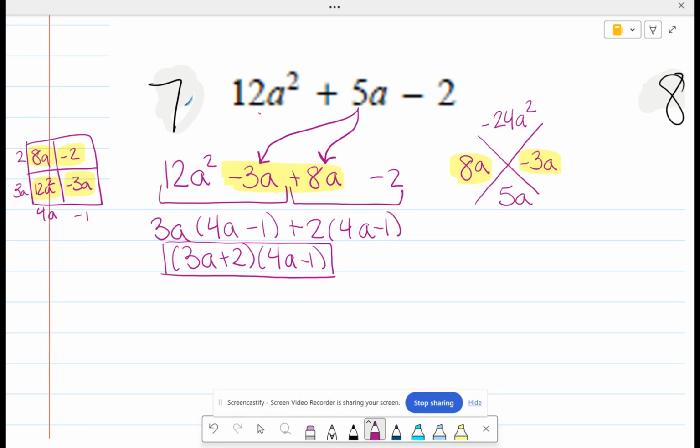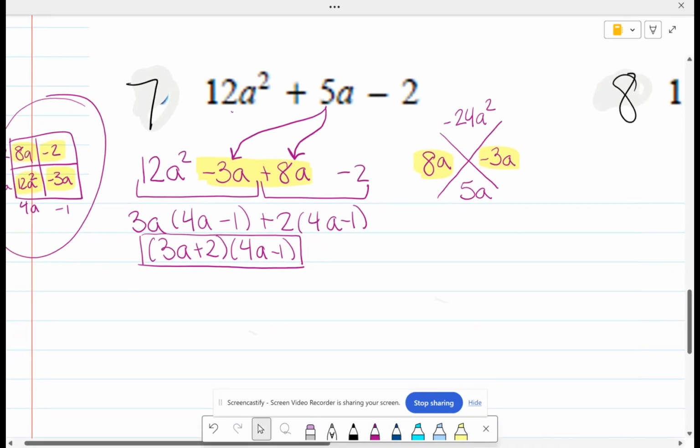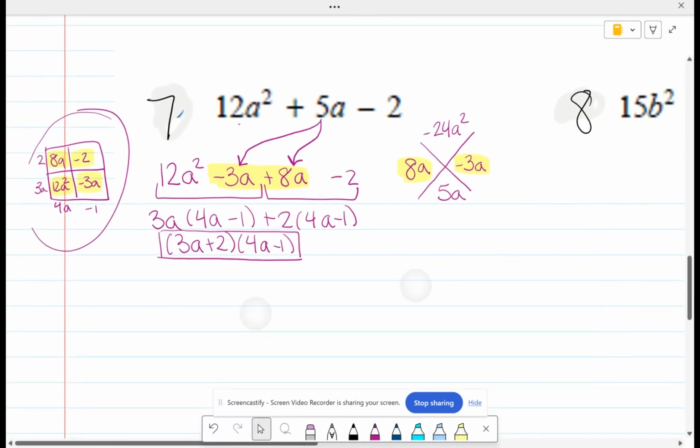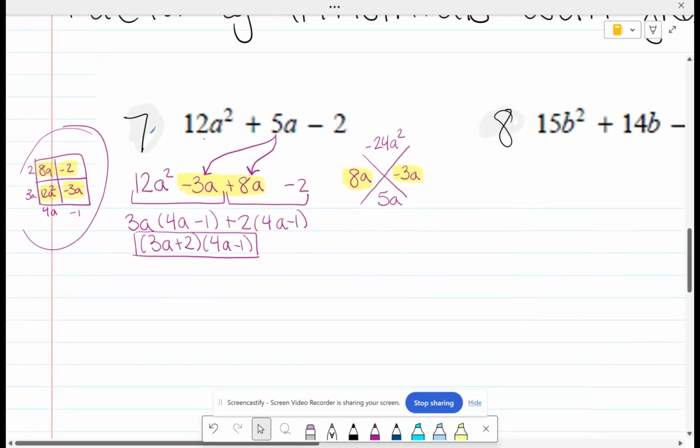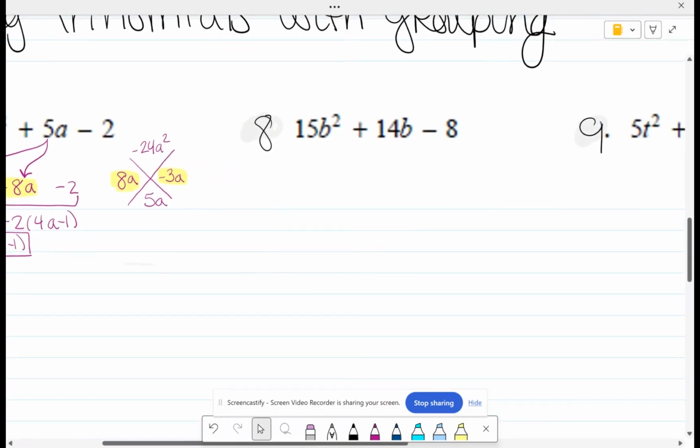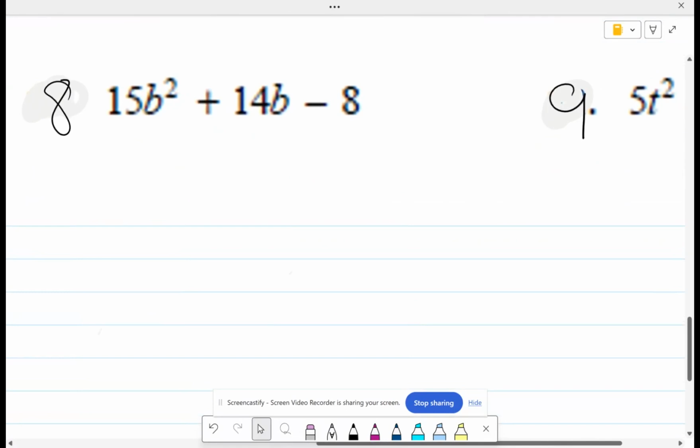What I want to point out here is the values I got in my binomials are the same thing I would get if I used a generic rectangle. So this is doing the same exact process, but in a different format, and it is a little bit more time efficient than drawing the generic rectangle. Let's take a look at 8 without drawing the generic rectangle this time.